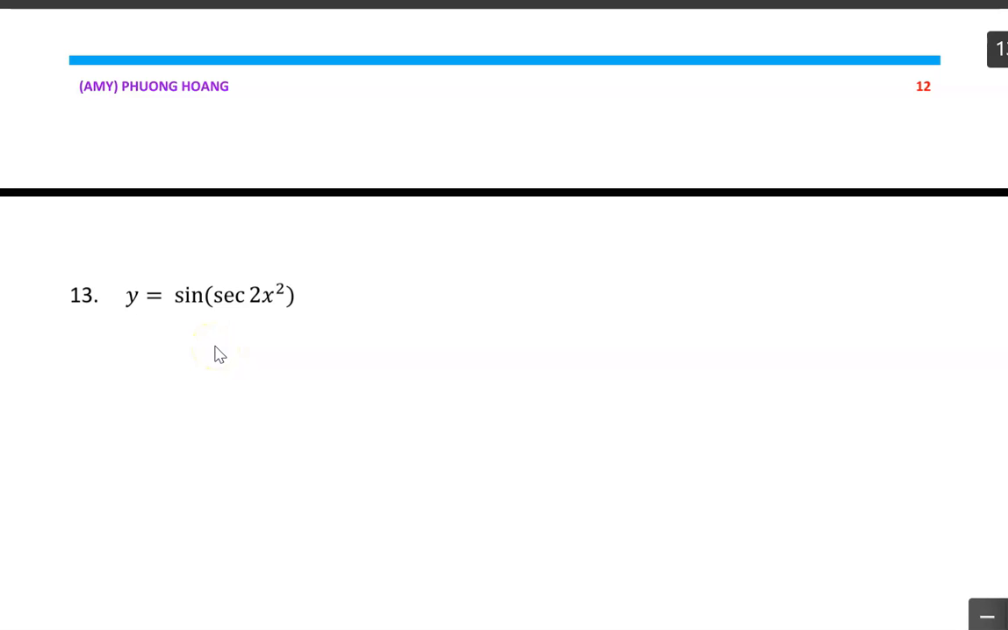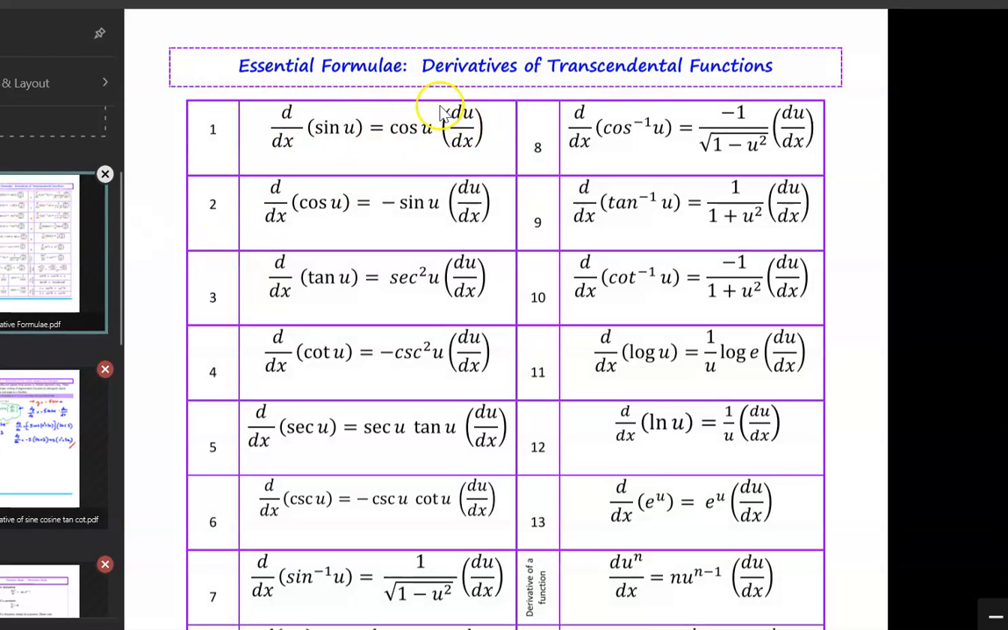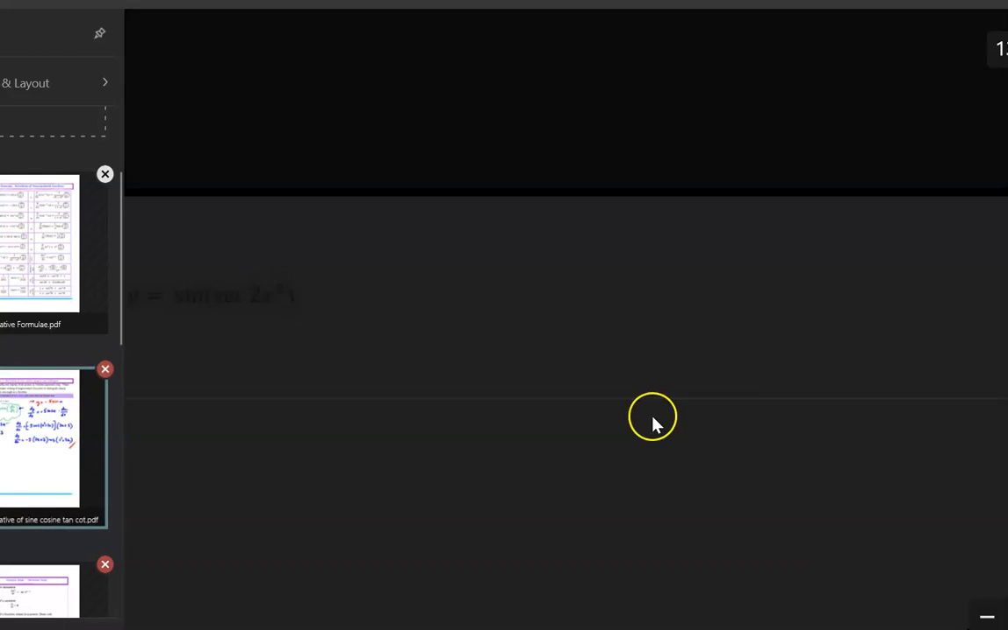So all you have to do is take the derivative of sine, repeat the same argument, and multiply by the derivative of the argument. Basically, for question number 13, all you have to do is apply formula number 1. Then you apply the formula for the derivative of secant, which is equal to this. So formulas 1 and 5 are the two formulas that you have to apply.